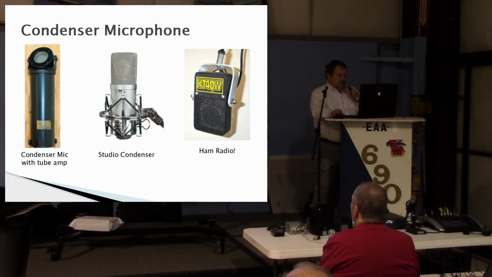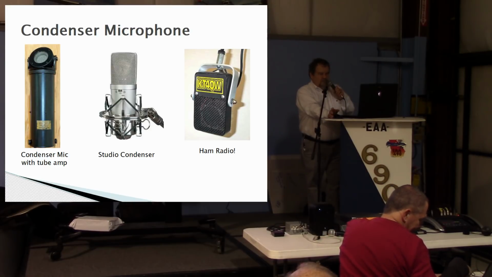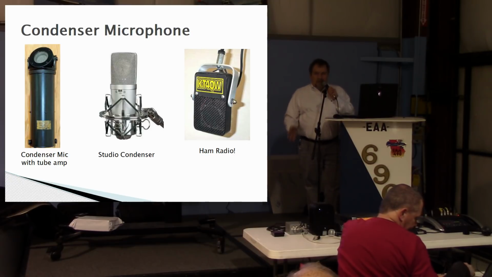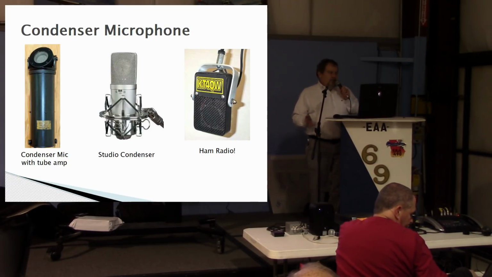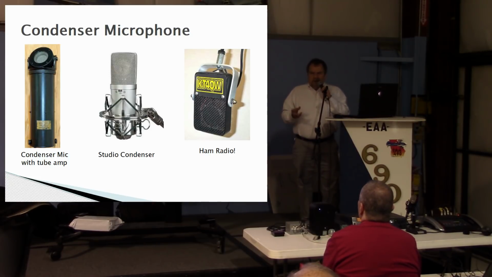Here are a few examples, an old studio type mic. This is a modern day studio condenser that you'll find in a recording studio, and that's an old ham radio mic. You don't see many condensers for ham radios these days, partly because it does require the phantom power to make it work. Most of them are omnidirectional, which is not great for the ham shack.